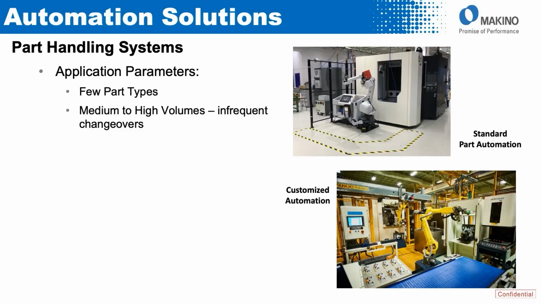So let's talk about the part handling systems. The application parameters there are that you've got few part types but higher volumes, medium to high volume. You're not changing over that machining center between different part types very often.